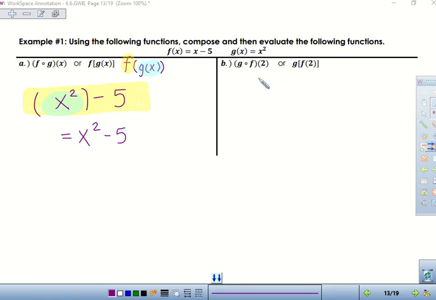Okay. So this one here, we're trying to find g of f of 2. Before we can find g of f of 2, we first need to find g of f of x. Then, once we find that, we can replace x with 2. Okay?